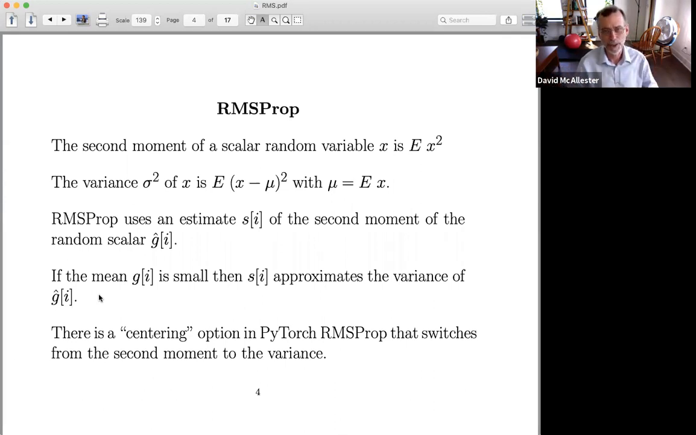But if you go to PyTorch, PyTorch does have a centering option which divides by the standard deviation rather than the square root of the second moment.